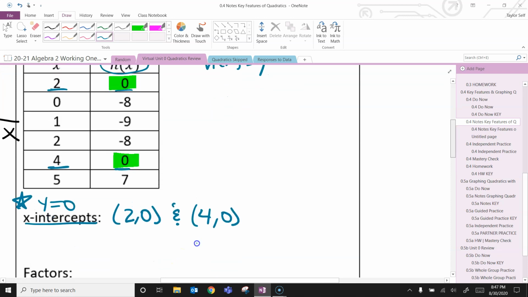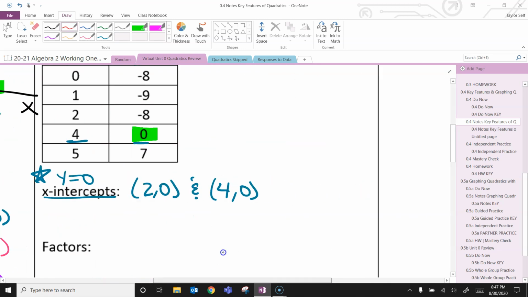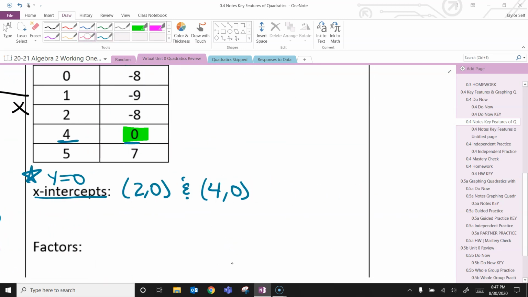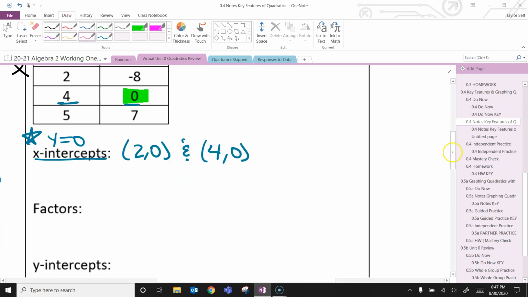Factors. Remember, factors, you're going to use your x's, and flip the sign. So for factors, we're going to use these x-intercepts and flip the sign. X minus 2, parentheses. Factors always have parentheses. And then we have x minus 4, because these were positive, right? So we just took those x-intercepts and flipped the sign.